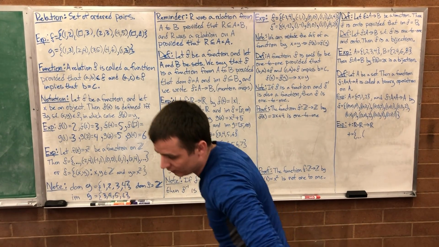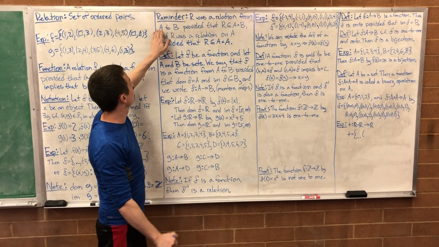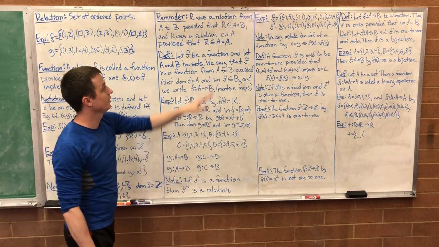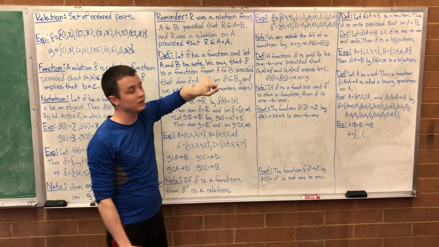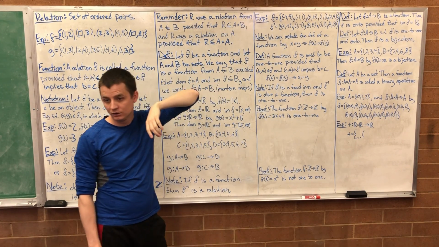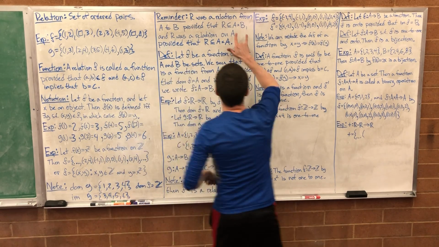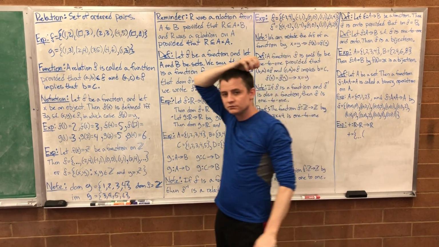And then we also had a notion of a relation from a set to a set. So I said that the relation R was a relation from A to B, provided that R was a subset of A cross B. Maybe stop real quick and remind ourselves what A cross B was. What was A cross B? It's the Cartesian product between A and B.